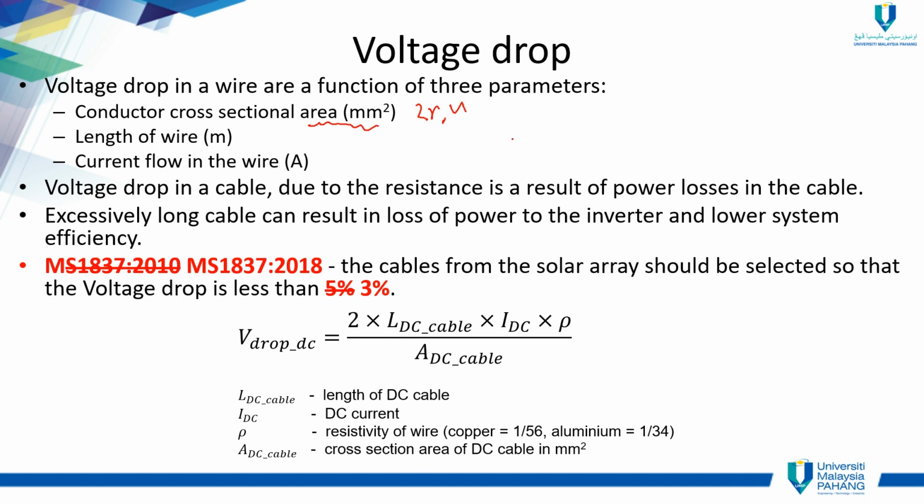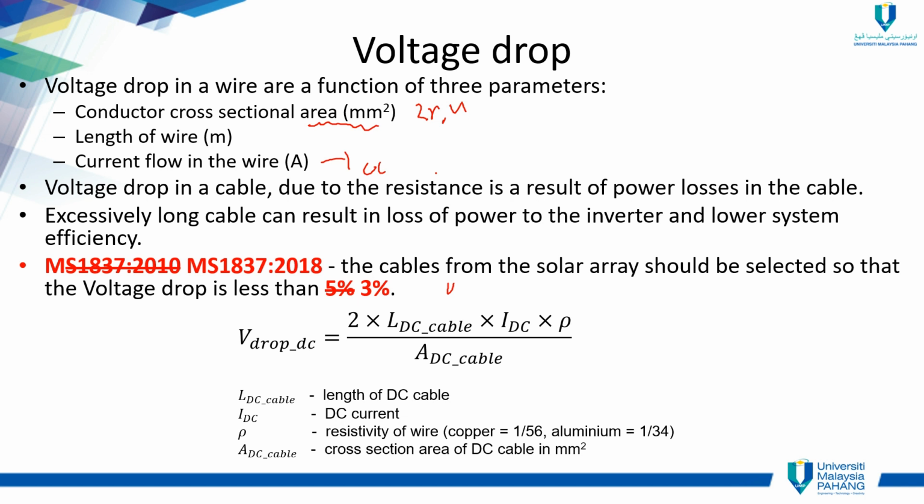Okay, length of wire: the longer the cable is, of course, the more voltage drop can occur. And then current flow in the wire also, CCC tadi lah. Okay, CCC tadi. When we use 2.5, maybe it can go up to 24 amps maximum. But if we use 4.0, it can go up to 36 or 32. I forgot. Okay, that's the point.